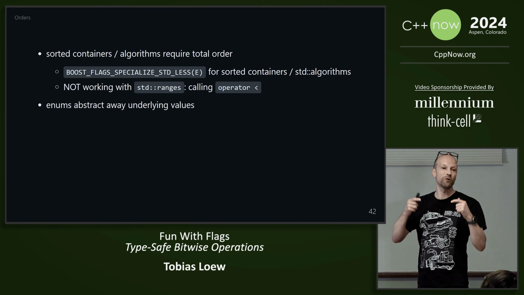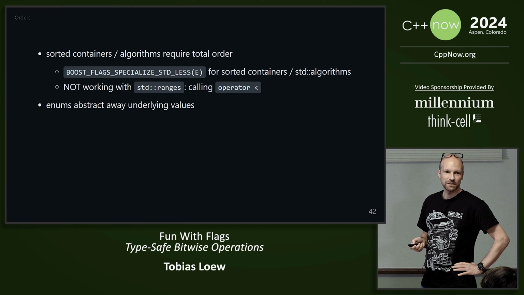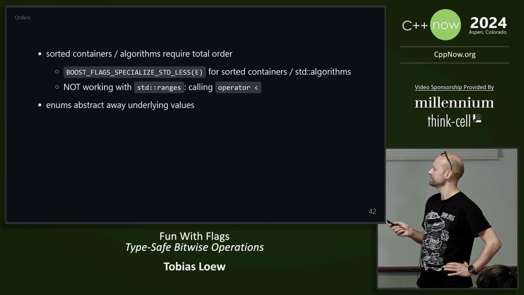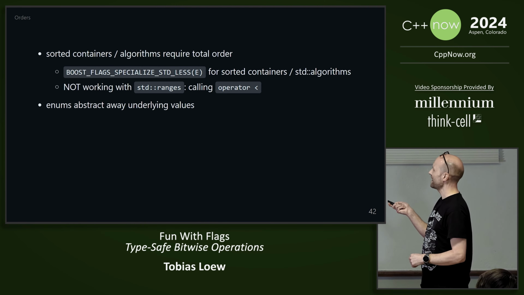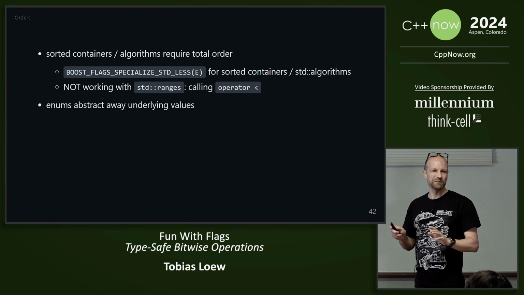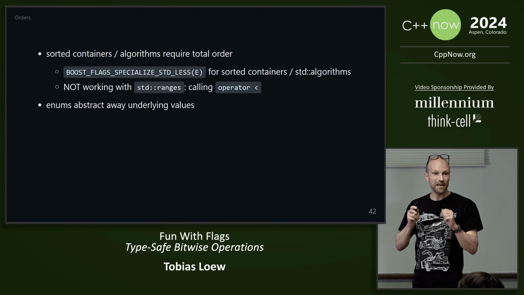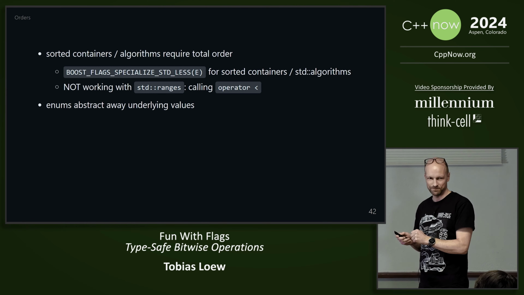The operators get found by ADL. How can you specialize std::less inside another namespace? Okay, you're right, that's a problem. I think I wrote, yeah, this specialization has to be done at global namespace. Yeah, you're right. But the enabling, this is at the namespace of the enumeration.